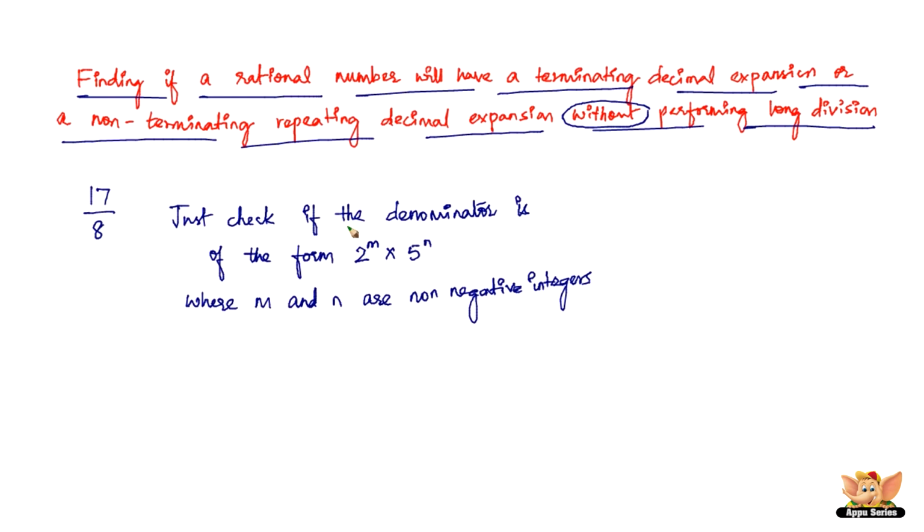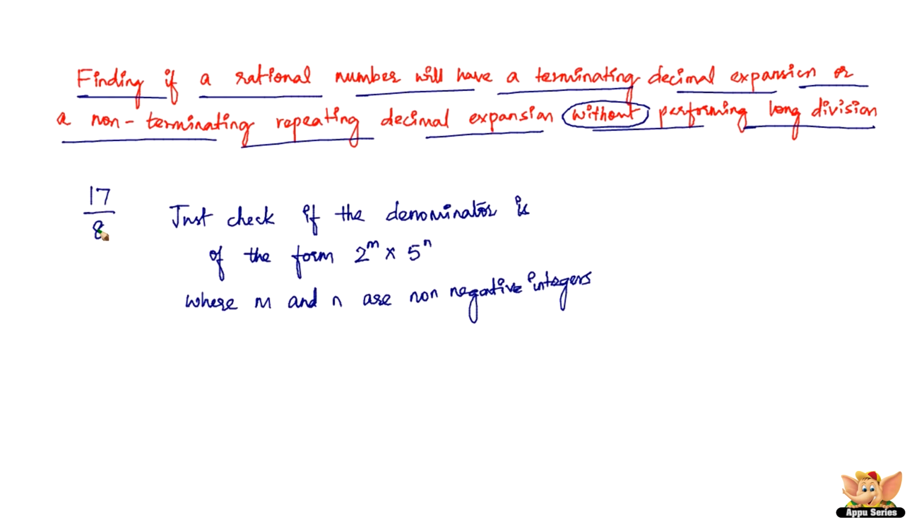So just check if the denominator is of the form 2 to the power m multiplied by 5 to the power n, where m and n are non-negative integers. Now, if the denominator, that is 8, turns out to be of the form 2^m times 5^n, then 17 by 8 has a terminating decimal expansion. And you can also find out after how many decimal places it terminates.